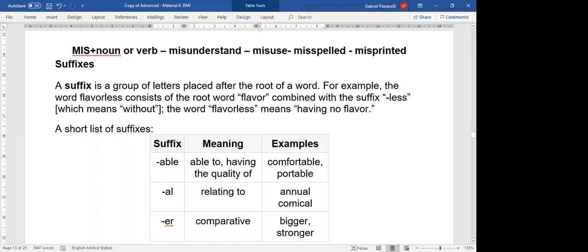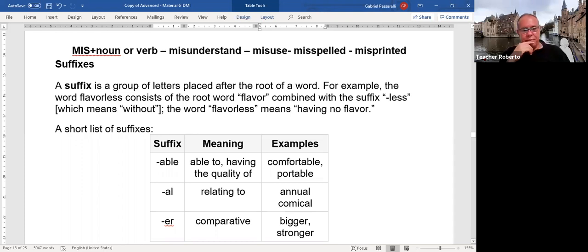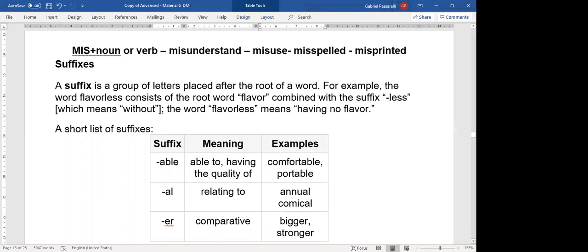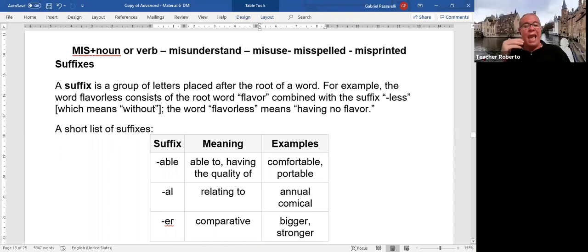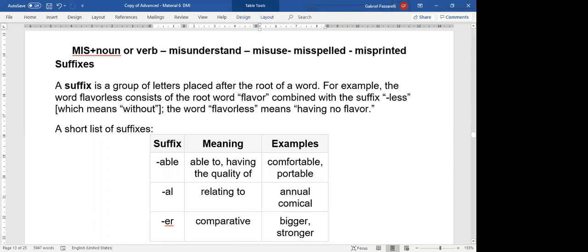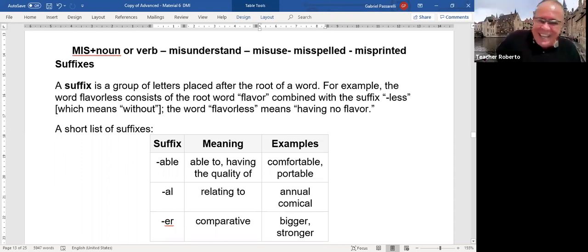Okay. Can you read that, Regina? Al: relating to. Annual, comical. Okay. Annual, relating to the year. It's not the anus, okay, but the year. Don't confuse this, okay? And comical means something that is comic, funny.